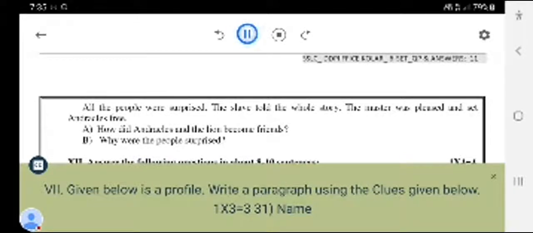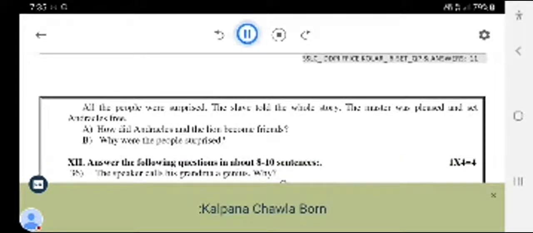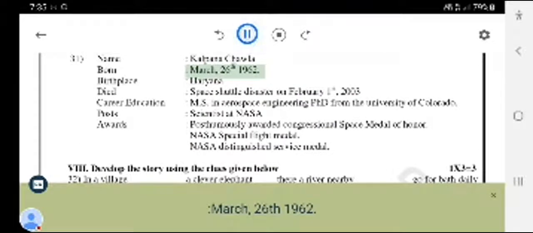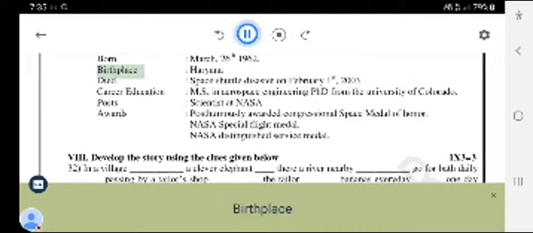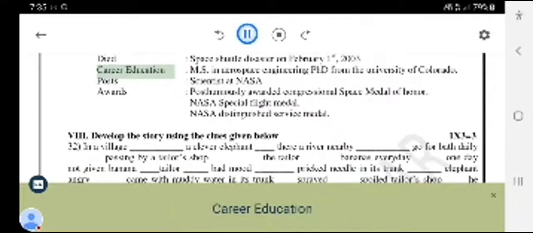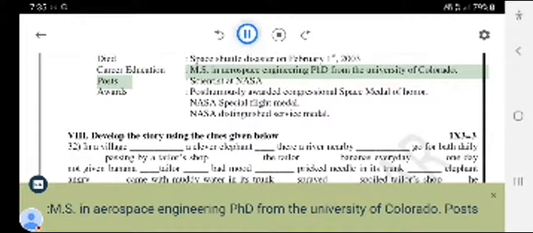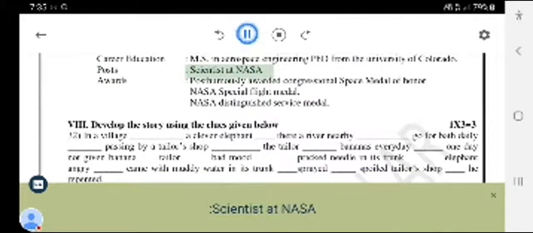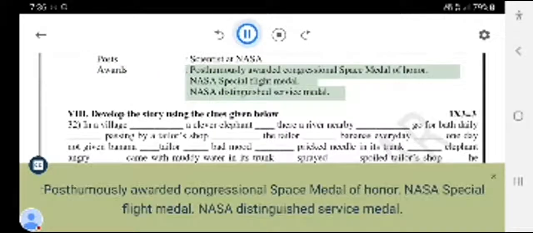1x3 equals 3. 31. Name: Kalpana Chawla, born March 26, 1962. Birthplace: Haryana. Died in the Space Shuttle disaster on February 1, 2003. Career education: MS in Aerospace Engineering, PhD from the University of Colorado. Posts: Scientist at NASA. Awards: posthumously awarded Congressional Space Medal of Honor, NASA Special Flight Medal, NASA Distinguished Service Medal.